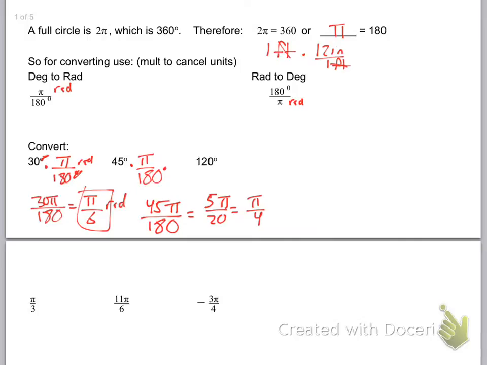120. Do the same thing. I'm going to multiply this one by pi over 180. To get 120 pi over 180, we can definitely cancel out the zeros. I could do that for almost all of those there. And then 12 divided by 18, divide by 6. So 2 pi over 3.